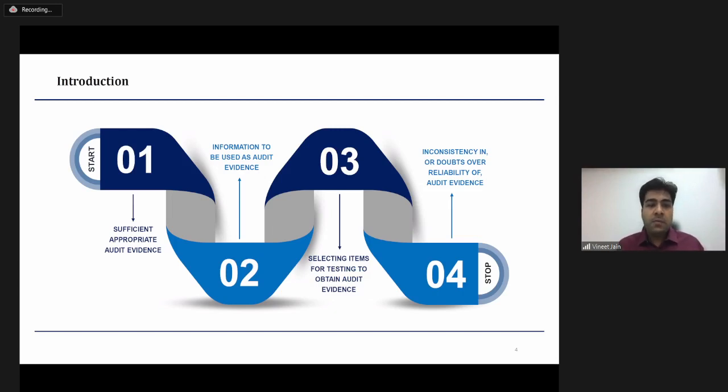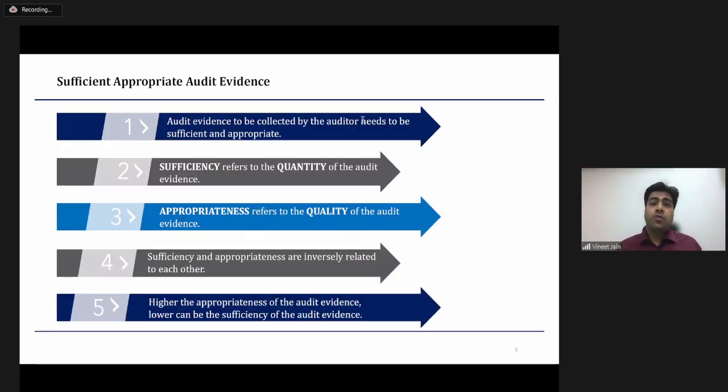So the first one being sufficient appropriate audit evidence. What exactly is sufficient appropriate audit evidence? It has been said that audit evidence to be collected by the auditor needs to be sufficient and appropriate. But what is sufficient and what is appropriate, and how do we define it? Is there any fixed sufficiency level or appropriateness level while we are auditing the financial statements? No, this totally depends on entity to entity, financial statements to financial statements. The auditor as a professional needs to apply his best judgment in assessing that aspect as well.